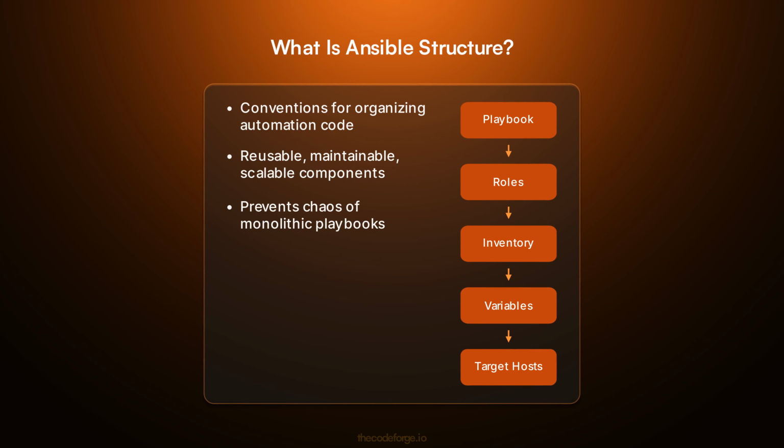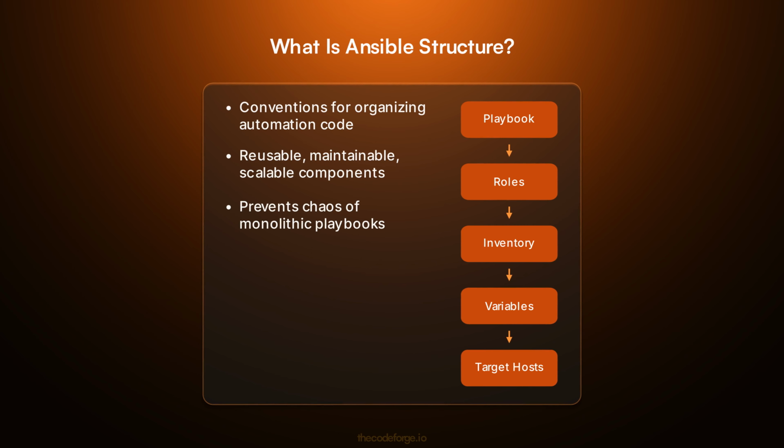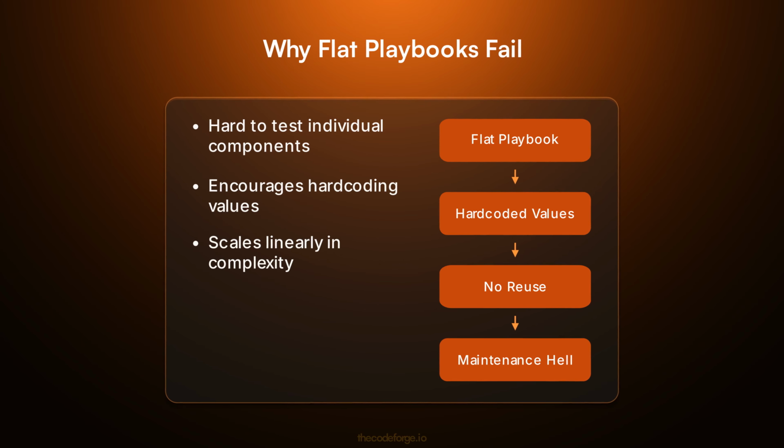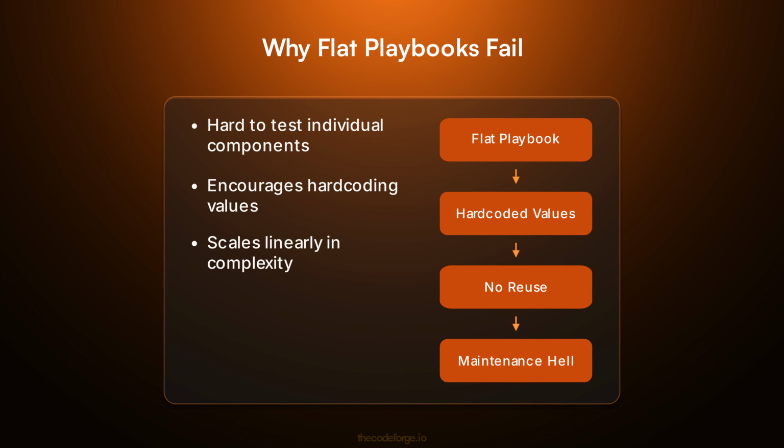Ansible Best Practices and Project Structure is a set of conventions for organizing automation code into reusable, maintainable, and scalable components. It covers directory layout, role design, variable management, and inventory organization. Flat playbooks start simple but become unmanageable. You can't test a single component without running everything. Hard-coded values prevent reuse across environments.